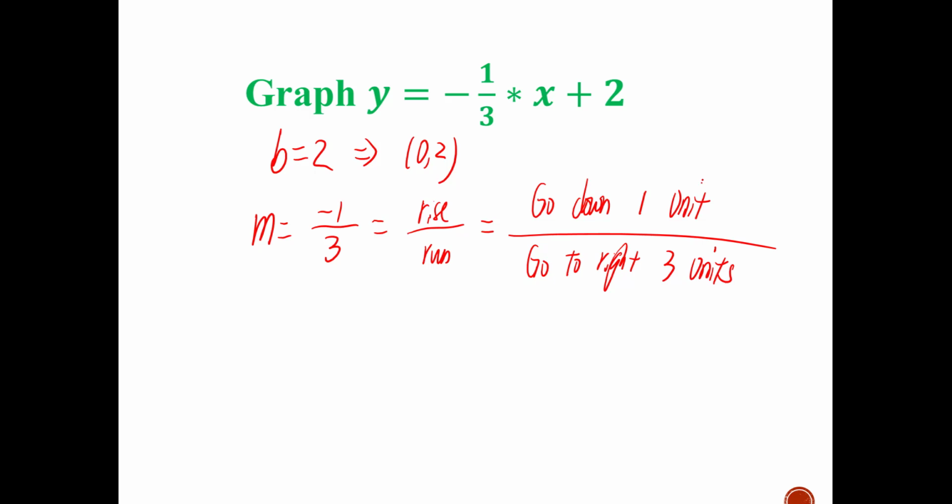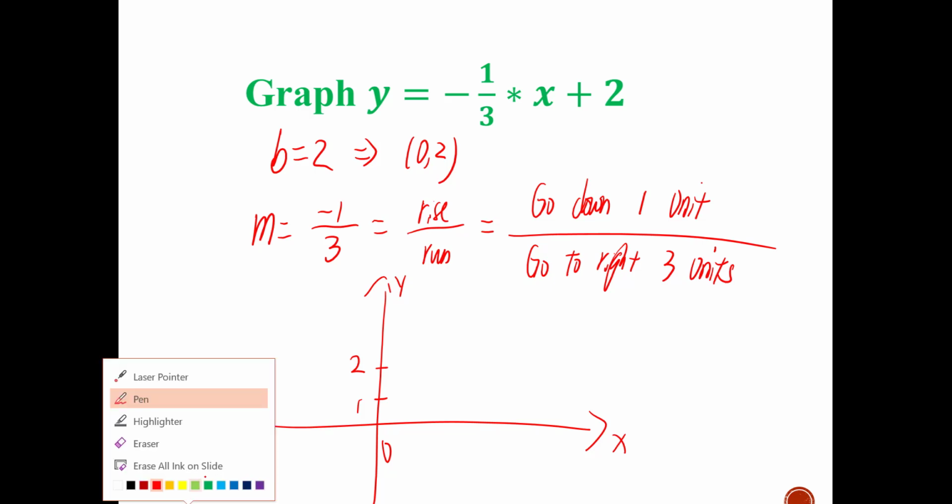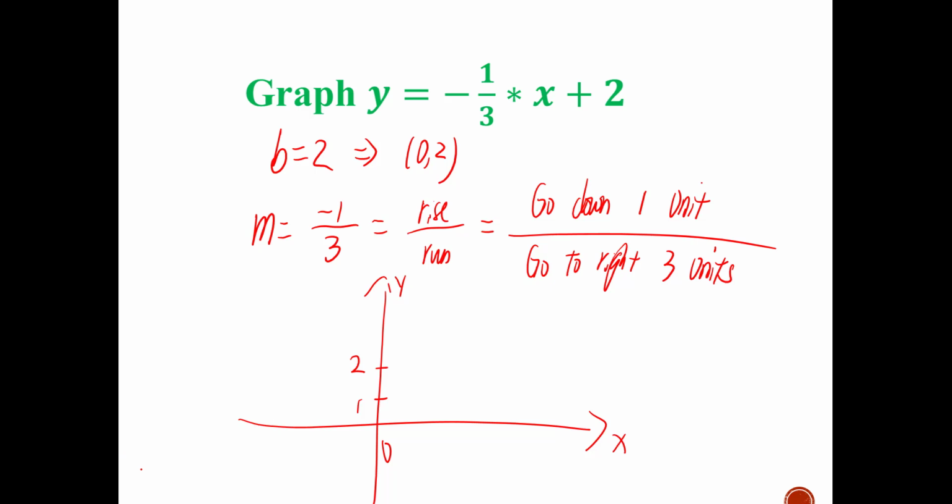Now once you have that, you can sketch the graph. Start with the y-intercept (0, 2). Now from there, first of all, go down 1 unit, and go to the right 3 units: 1, 2, 3.